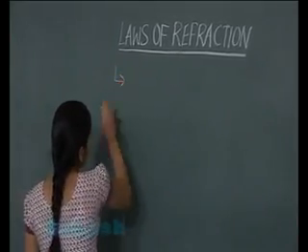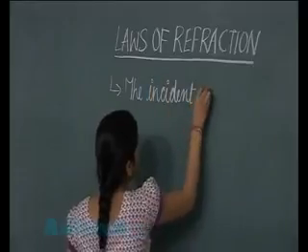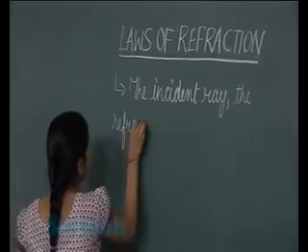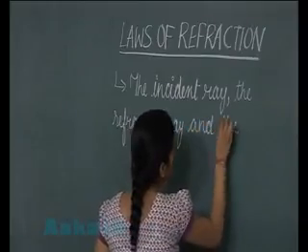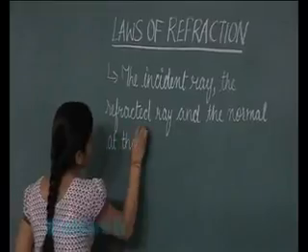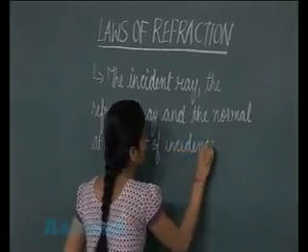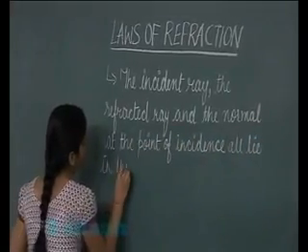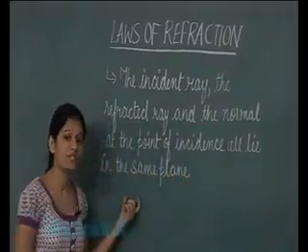So, what's the first law of refraction? The incident ray, the refracted ray and the normal at the point of incidence all lie in the same plane. This is the first law of refraction.